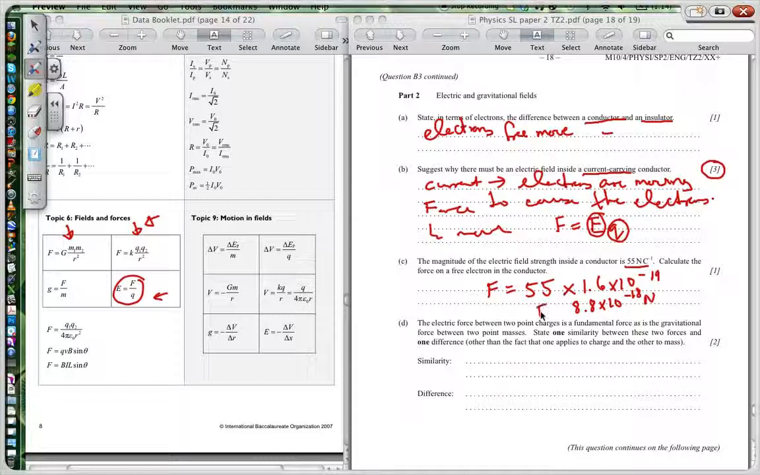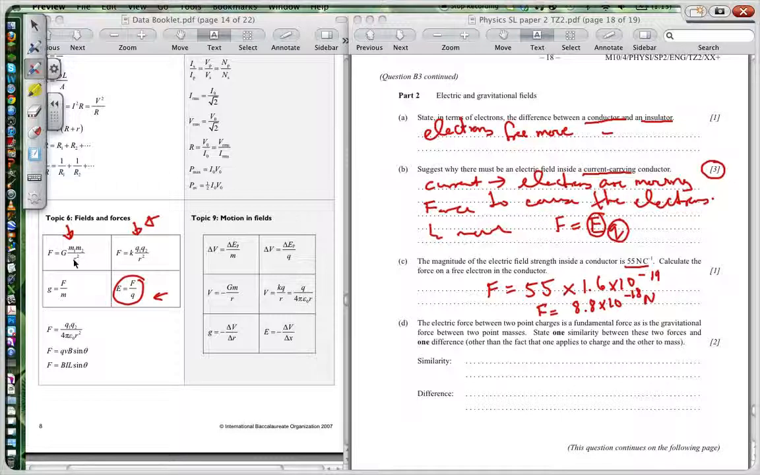So as you can see, this is an extremely small force, but remember the mass of an electron is something like 10 to the minus 31 kilograms. So although it's a small force, it actually exerts quite a big force for the size of the particle. Then looking at this one over here, the electric force between 2-point charges is a fundamental force, as is the gravitational force between 2-point masses. State one similarity between these two forces and one difference, other than the fact that the one applies to charge and the other to mass.